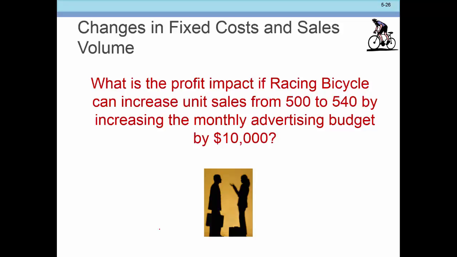We have this company that's selling these racing bicycles again, and the sale is $500 per unit, and they're thinking that they could increase the sales price per unit by $40. In order to do that, they think they're going to have to spend $10,000 on an advertising budget. Should they do this?